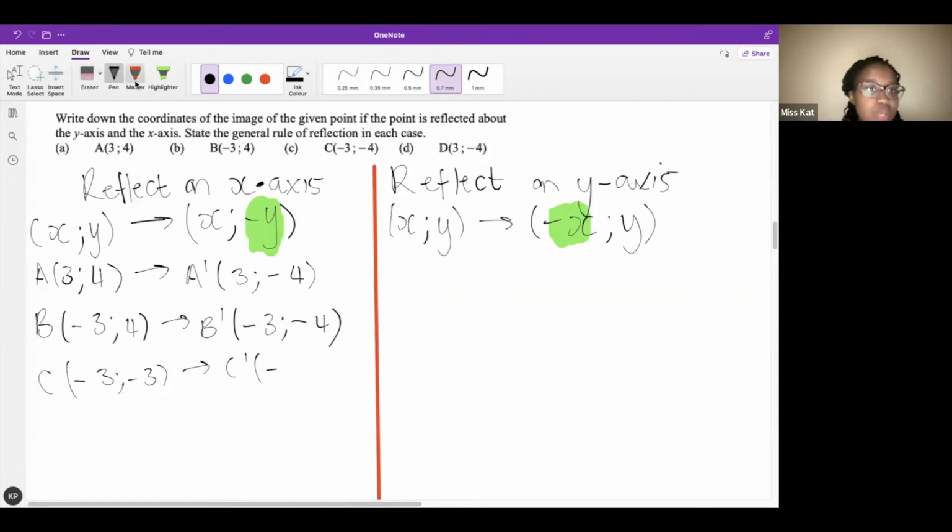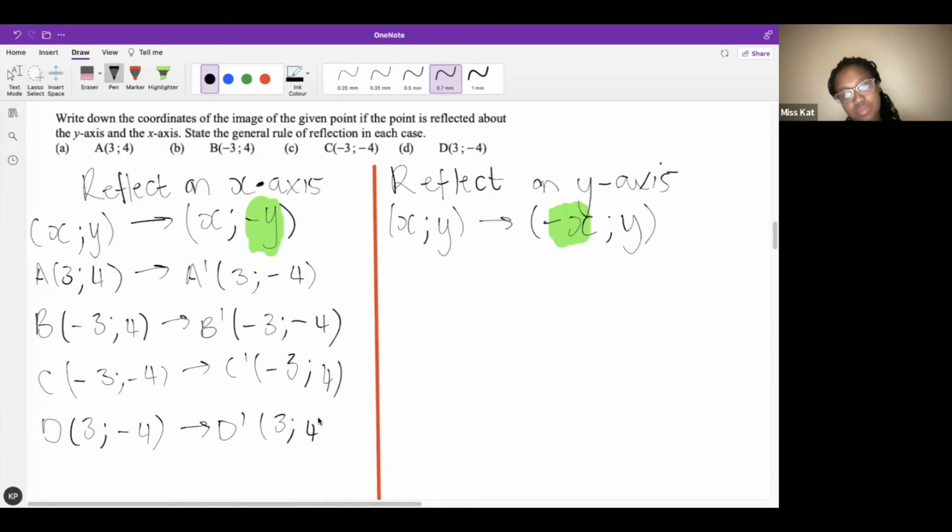And it becomes... no, it's 4. Sorry, let me fix it. There we go. Okay. So it becomes (-3, +4). Nice. And the last one is D, which was (+3, -4). And it will become what? It becomes (+3, +4). Beautiful, Fatima. That was beautiful. Okay. I love it, guys.